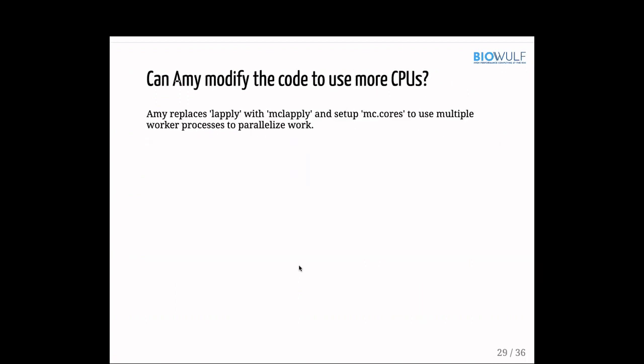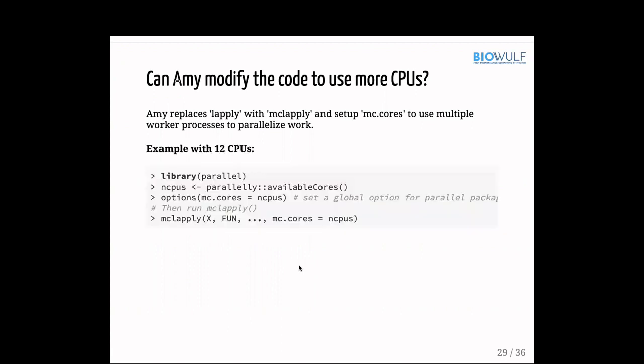Okay, so Amy wants to modify the code to use more CPU, right? In this case, there is a function like lapply, so she can just load the parallel library. Next is to detect the number of CPUs by using parallelly availableCores. This number will vary depending on the number you are passing to your job, and then you can use this. You just pass the number of CPUs to mclapply. In the testing case, you're testing with 12 CPUs.